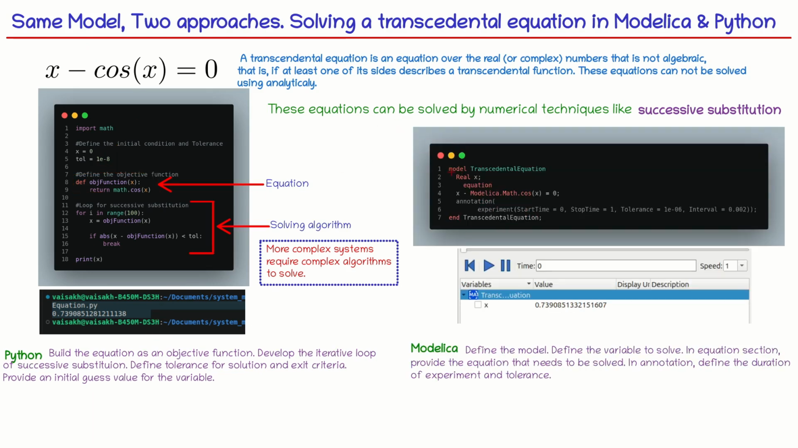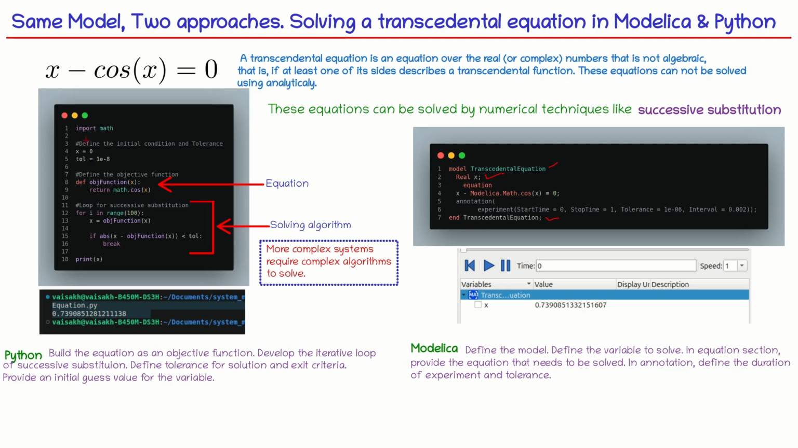In Modelica, we start by defining a model. So anything that needs to be simulated in Modelica will come under the description of model and a model name, and we will complete it by calling end model name. Now within that we define a real variable, that is x.